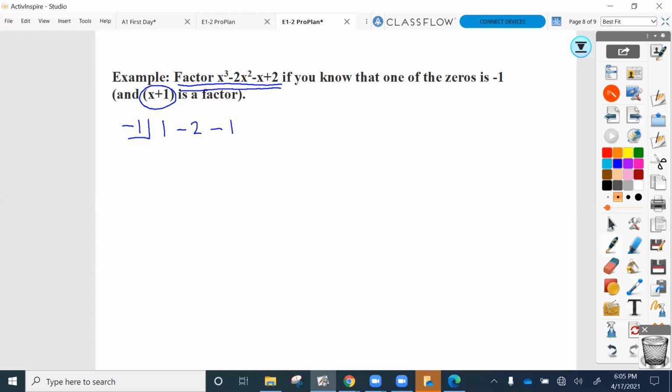I'm just taking the coefficients from that function up there. Then I'm going to do some synthetic division. So 1 times -1 is -1, -2 plus -1 is -3, -3 times -1 is +3, +3 and -1 is +2, and then 2 times -1 is -2. And because they told us that -1 was a 0, it does not surprise us that we're going to get a remainder of 0. But what it does give us is what we call the depressed equation.